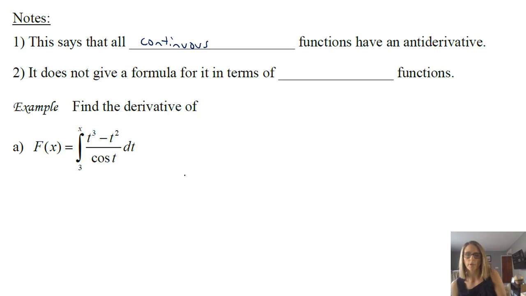However, the fundamental theorem does not give a formula for it in terms of elementary functions. So it doesn't actually tell you how to take an antiderivative or the formula for antiderivatives. It just gives you kind of the big idea with the fundamental theorem. So a basic example would be to find the derivative of this function f of x. And understanding that what we have inside is this, f of t.